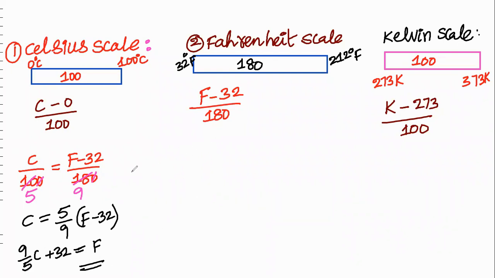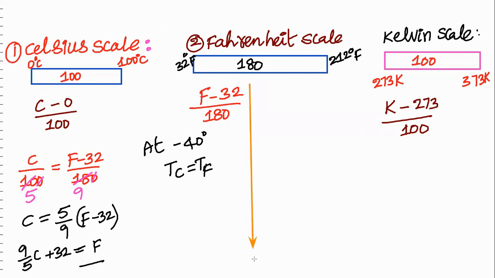So at minus 40 degrees, the temperature on the Celsius scale will be equal to the temperature on the Fahrenheit scale. At minus 40 degrees, the temperature on the Celsius scale, capital T, will be equal to the temperature on the Fahrenheit scale.